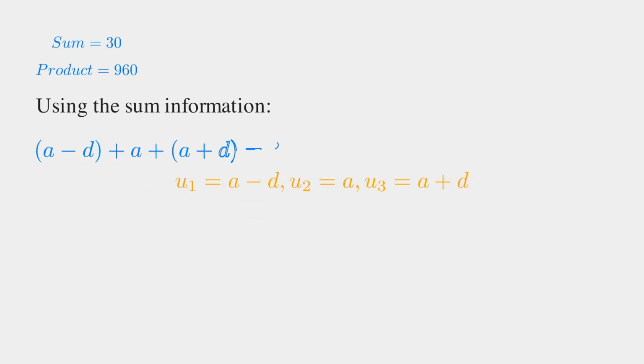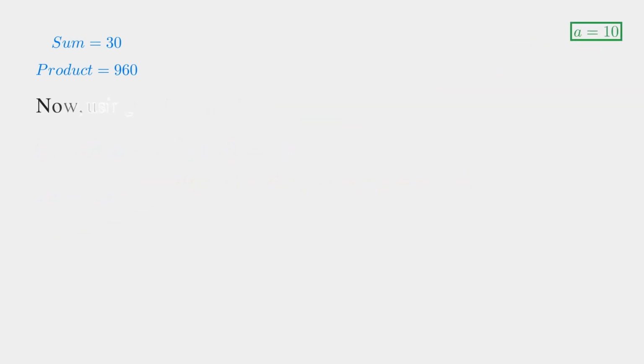First, let's use the sum information. If we add these terms, the d values cancel out nicely. So we have a minus d plus a plus d is equal to 3a. We know that the sum is 30, so 3a is 30. Dividing by 3, we find out that a is equal to 10, and that's our middle term.